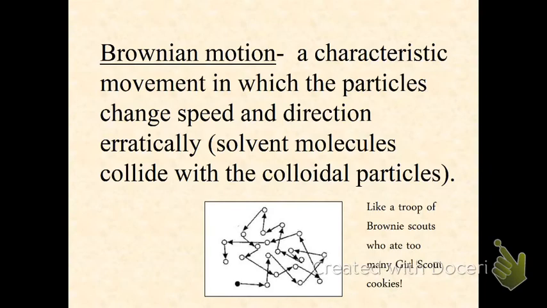Brownian motion is a characteristic movement of particles that change speed and directions erratically. The solvent molecules collide with the colloidal particles, and so they're going around willy-nilly all over the place.